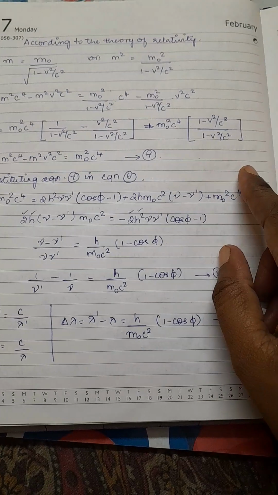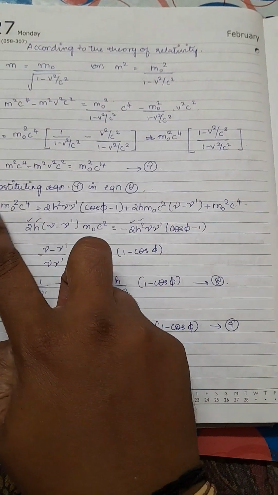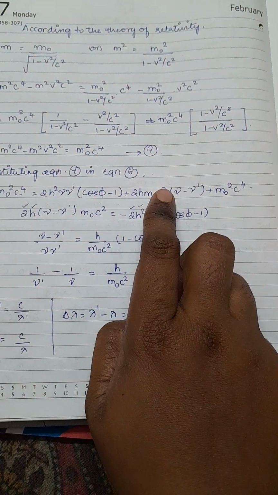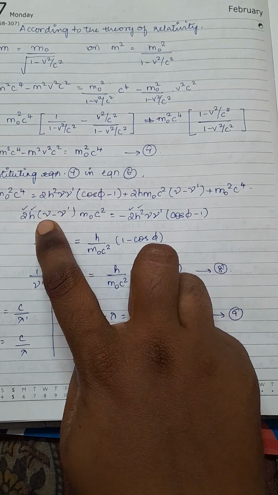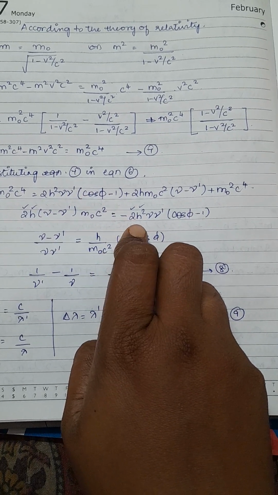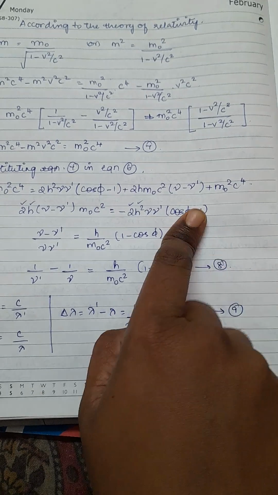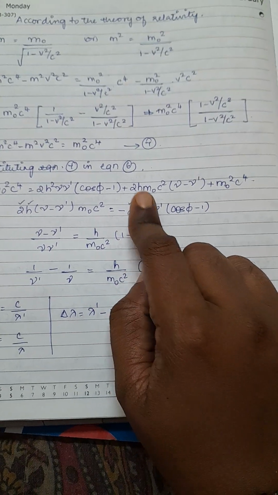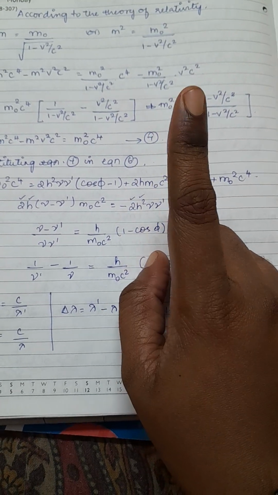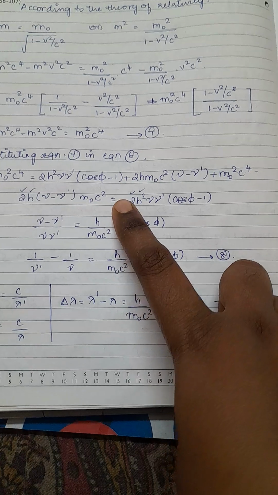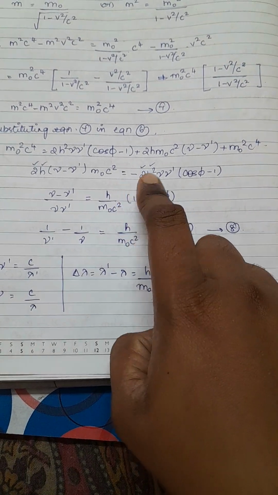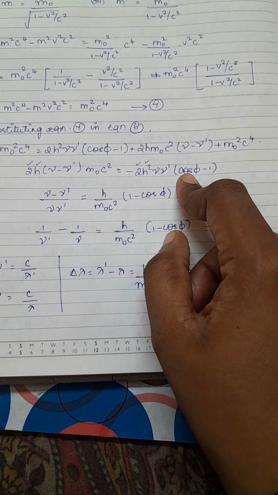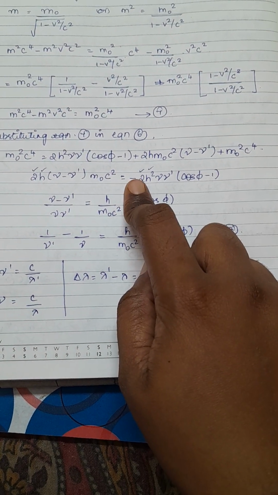Now this m naught square c power 4 in the LHS and RHS will get cancelled. So these 2 terms alone we will be considering. Taking one term to the other side, this part will become minus 2h square nu prime cos phi minus 1. Again cancel the common terms, 2 and h will get cancelled, whereas in the RHS we have h square, so we will have 1 h, isn't it? So here you have negative. If you want to consider this negative as positive, just interchange this. Cos phi minus 1 can be written as 1 minus cos phi, so that the negative sign will vanish.